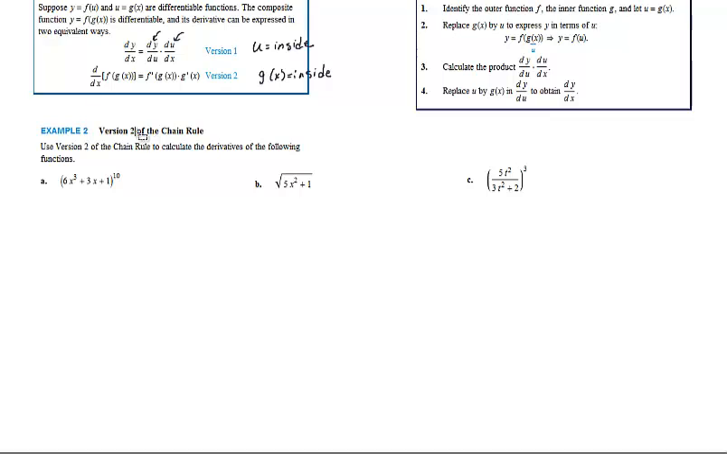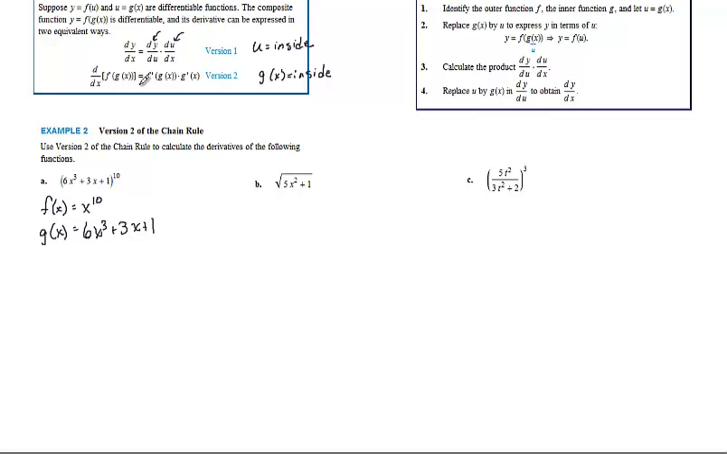Alright, we're going to use version 2. It is exactly the same thing, but just written in a different way. In this form, I recognize my outside function and I call it f. So my f in this case is going to be, the outside is going to be x to the 10th. My inside function, he's usually the easiest to identify first, is 6x cubed plus 3x plus 1.